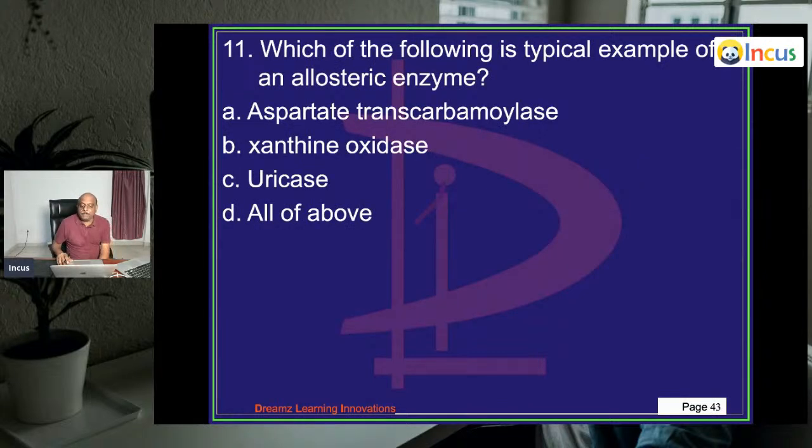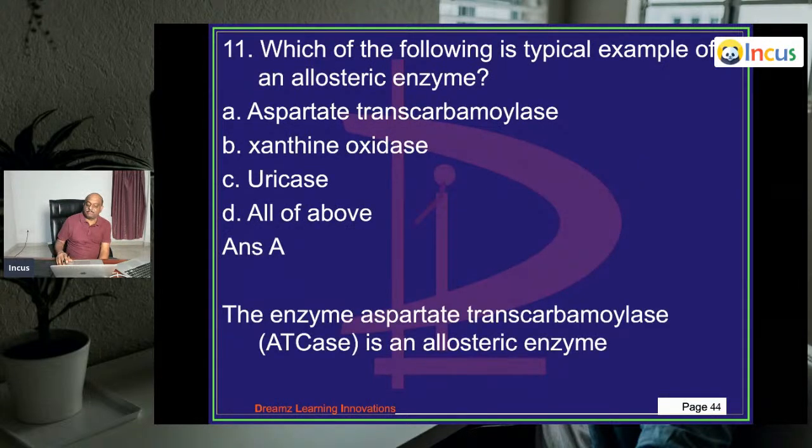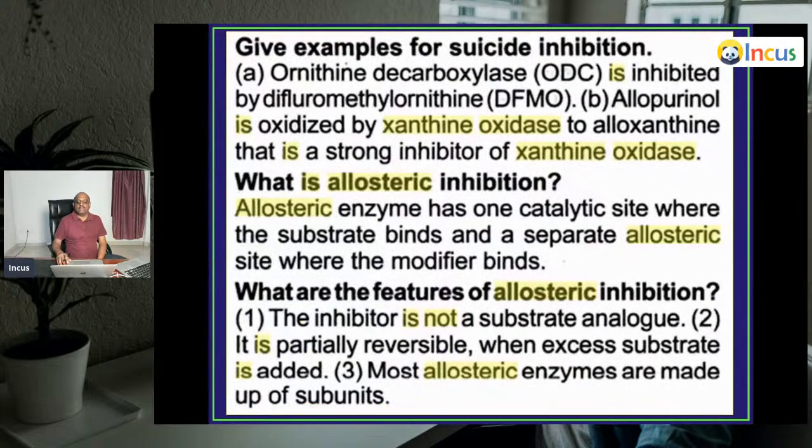Now, what is a typical example of an allosteric enzyme? Aspartate transcarbamylase in the urea cycle is the allosteric enzyme. Ornithine decarboxylase is one example which is inhibited by DFMO. Allopurinol is oxidized by xanthine oxidase to alloxanthine, which is a strong inhibitor of xanthine oxidase.